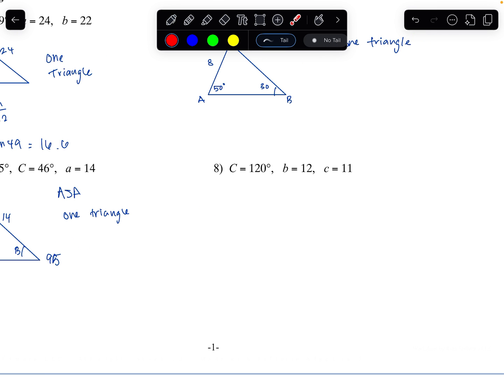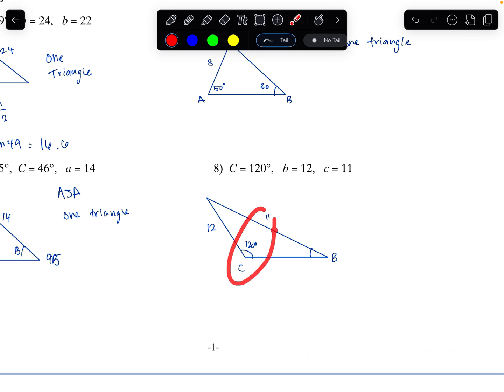Here we have one angle, and it is obtuse. So that's one thing that I'm going to keep in mind, that when I draw this angle, I'm going to make an obtuse angle. We'll call the obtuse angle 120 degrees. So this is C. We know the side opposite to it is 11. We'll call this angle B, and that means this side is 12.